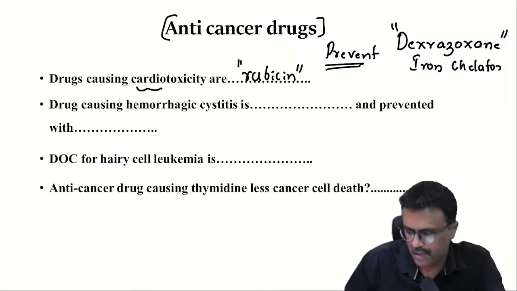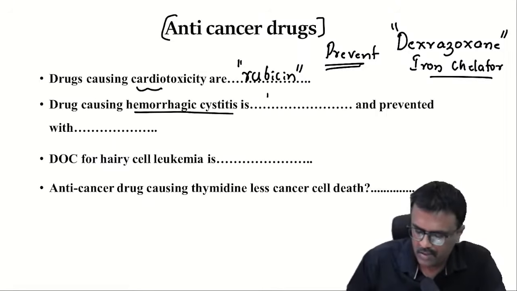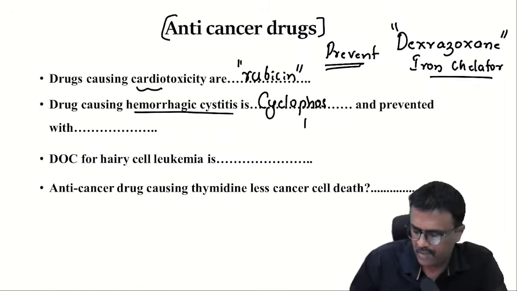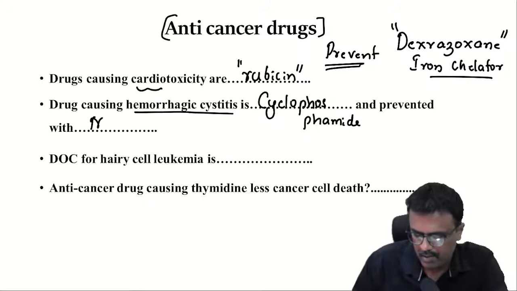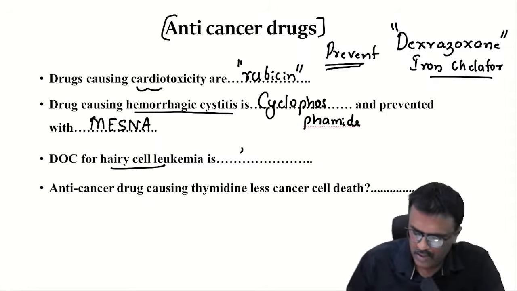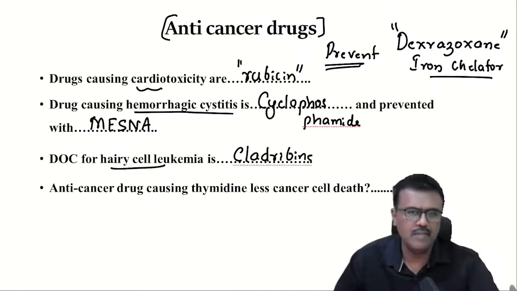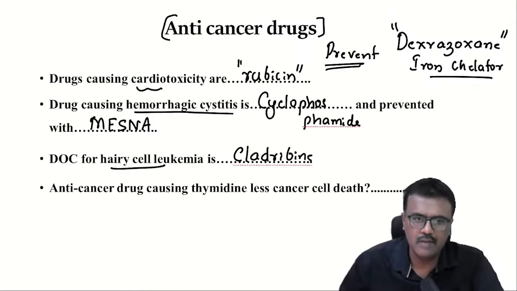What is the drug which causes hemorrhagic cystitis? The name is cyclophosphamide. And that can be prevented by giving mesna. And the drug of choice for hairy cell leukemia is cladribine. Cladribine. I think you studied pathology and everything.